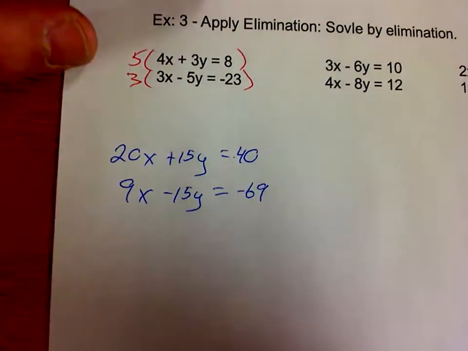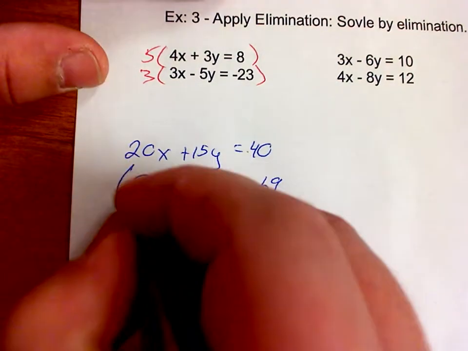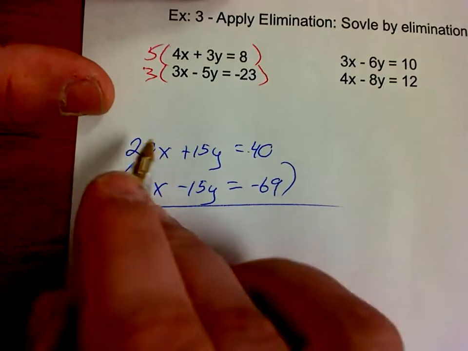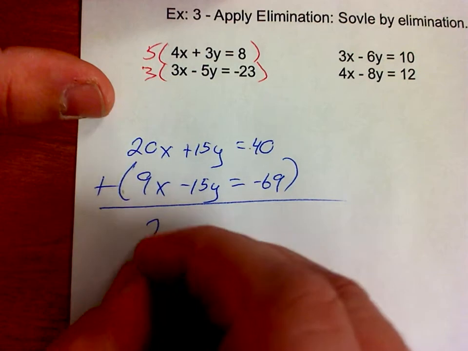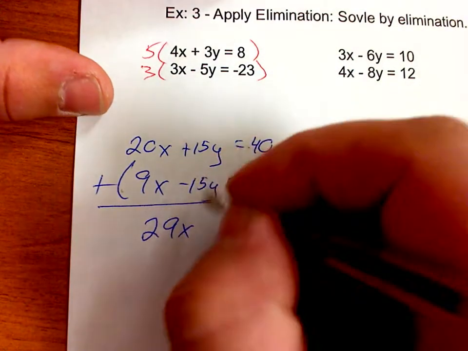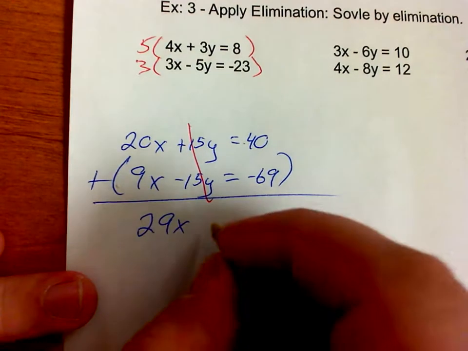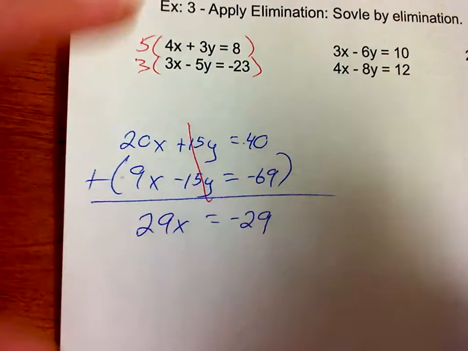Okay? Now, next step is like we did before. The y's are opposites, so we're just going to add the first to the second. So we have 20x plus 9x gives us 29x. 15y plus a negative 15y cancels out. 40 plus negative 69 gives me a negative 29.